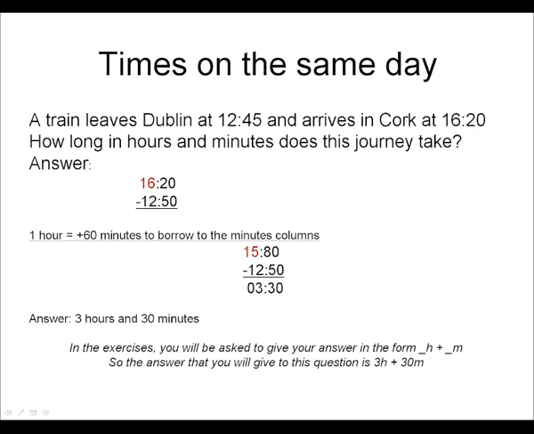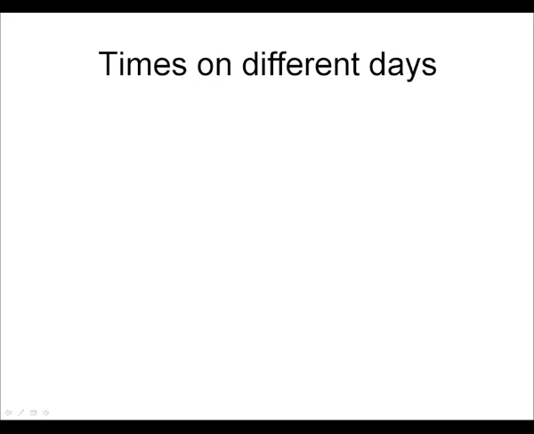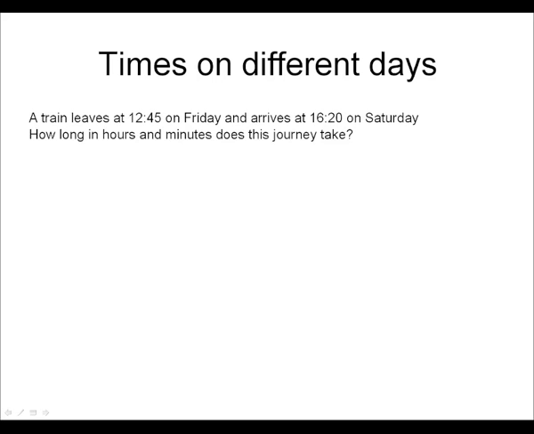Once again, in the exercise, you're going to give the answer as 3h plus 35m to represent 3 hours and 35 minutes. Now we're going to look at times on different days. In this question, a train leaves at 12:45 on Friday and arrives at 16:20 on Saturday. And we're asked again, how long in hours and minutes does this journey take? So the time of arrival is 16 hours and 20 minutes plus 1 day, less the time of departure. Again, it's the time of arrival minus the time of departure. However, the arrival time is 1 day later.